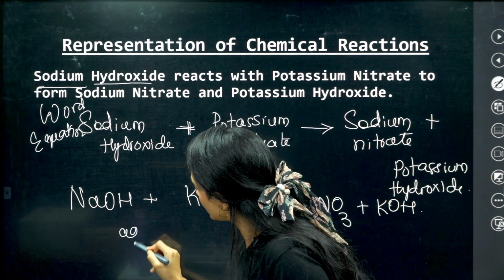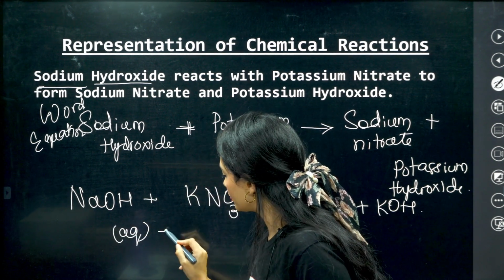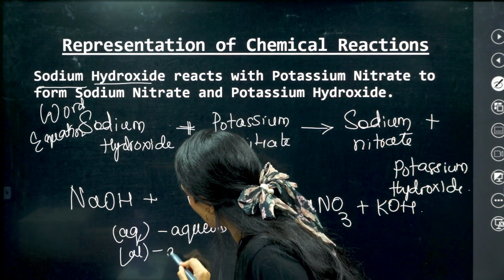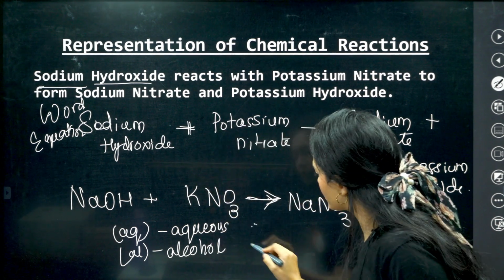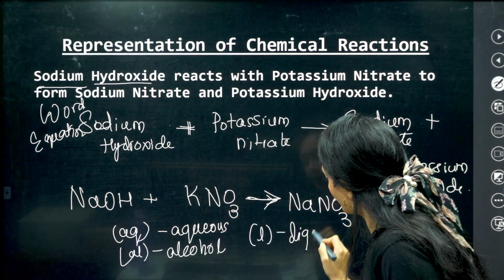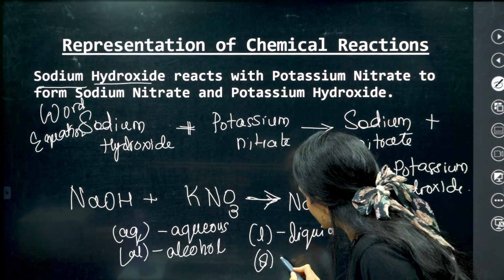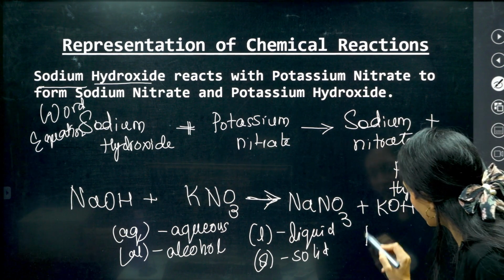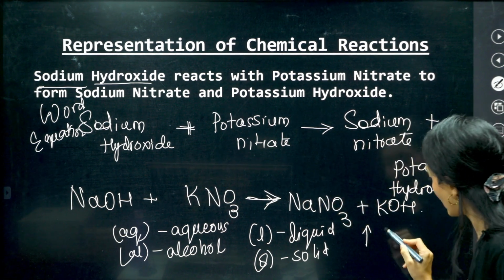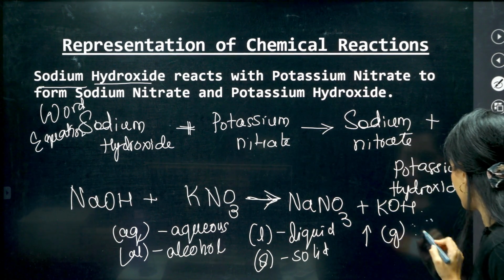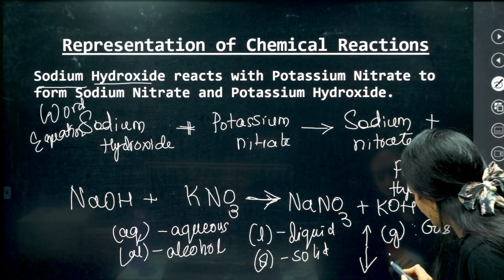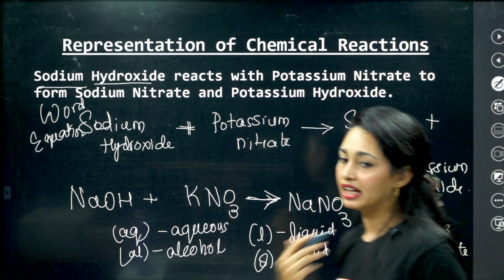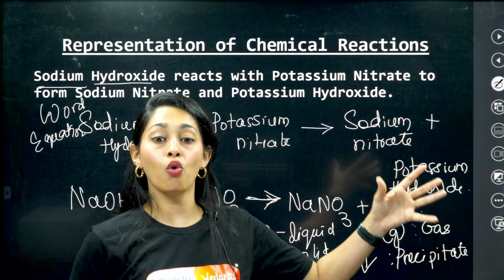In brackets, aq means it is aqueous, dissolved in water. Al means it is dissolved in alcohol. Small l means it is a liquid. Small s means it is a solid. We can represent gases either by an upward arrow or by small g. A downward arrow represents a precipitate. Precipitates are nothing but the insoluble solid substance that is produced during a reaction. So a chemical equation gives more information.